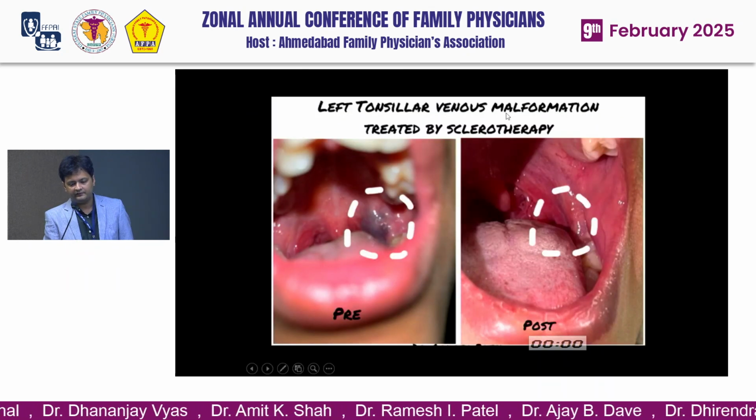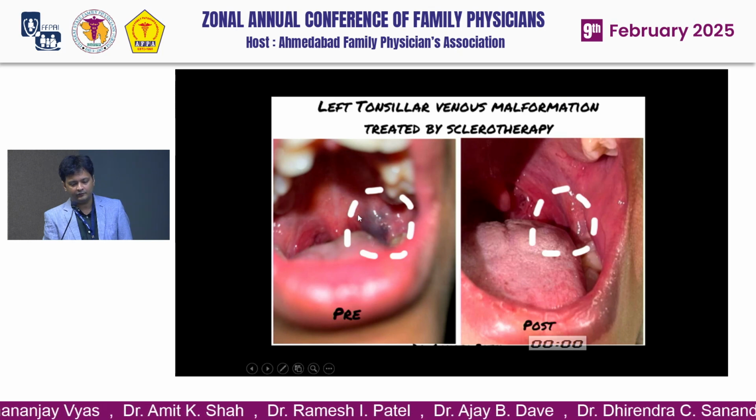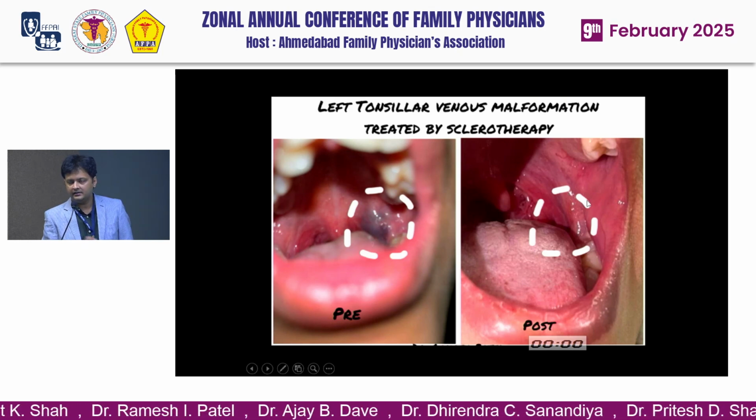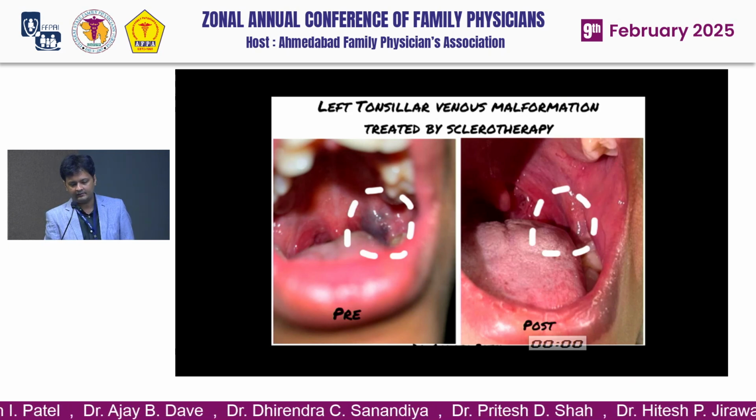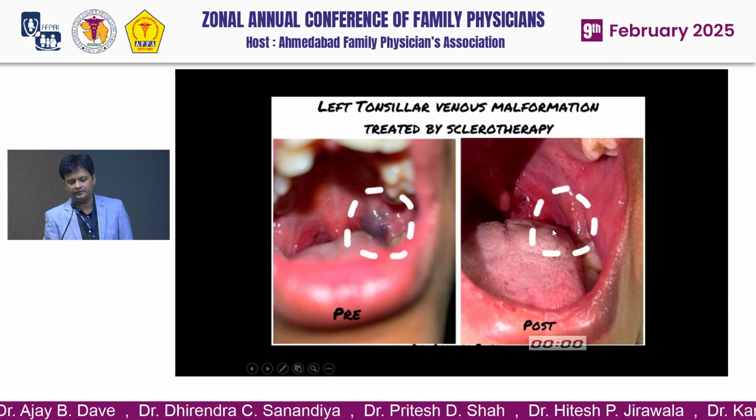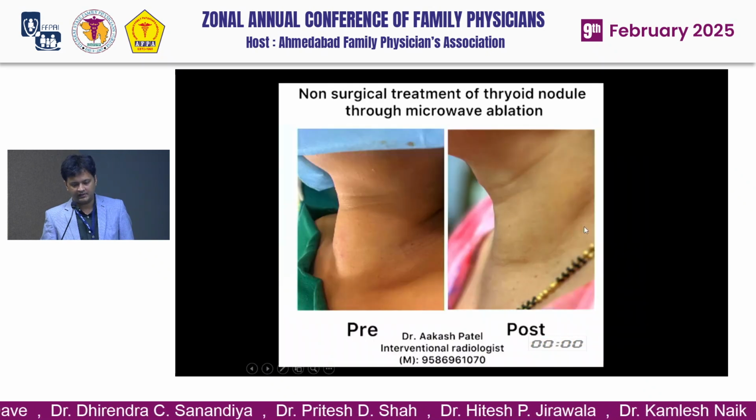This is a case of venous malformation in the left tonsillar fossa. This was a female having a hemangioma. We just did a single session of sclerotherapy injection percutaneously, orally, and after 10 days this was the follow-up. You can't see the venous malformation.